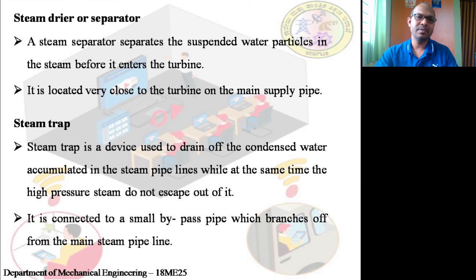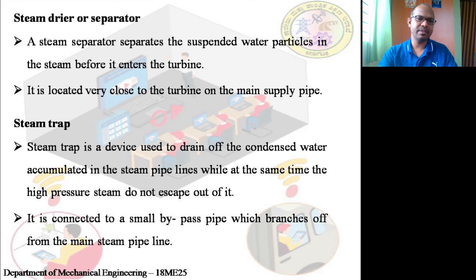Okay. Next one is a steam dryer or separator, where the steam separator separates the suspended water particles in the steam before it enters into the turbine. Now, this steam dryer or separator is a part of the boiler as well as a part of the turbine. It is located very close to the turbine and the main supply pipe.